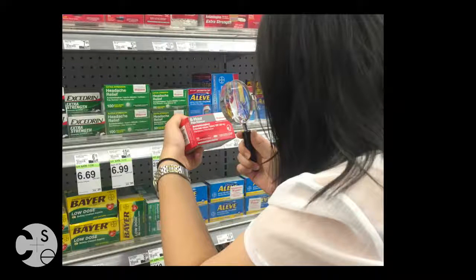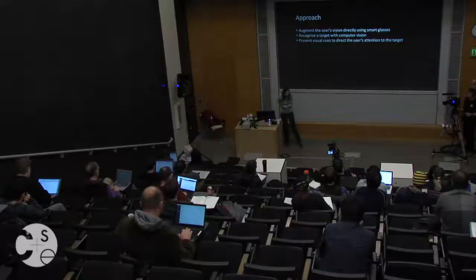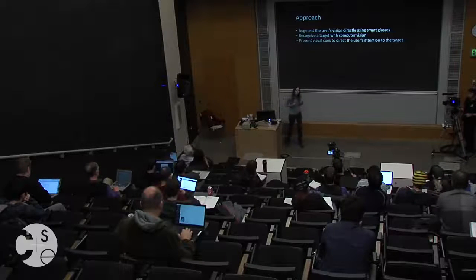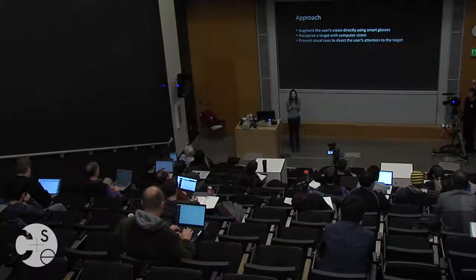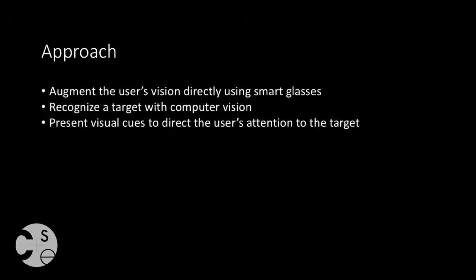So the subtask that was the most challenging in the study that I mentioned was this product search task. There were also no adequate tools to support it. So that's why this was the task that we decided to tackle first with QC. The approach that we took with QC was to augment people's vision directly with visual cues. The way that we did this was with head-mounted displays, with smart glasses.